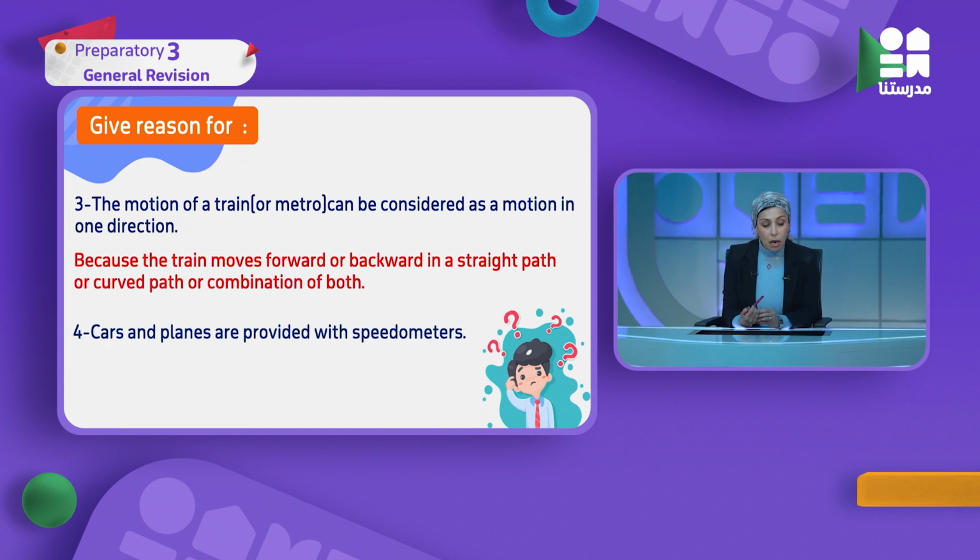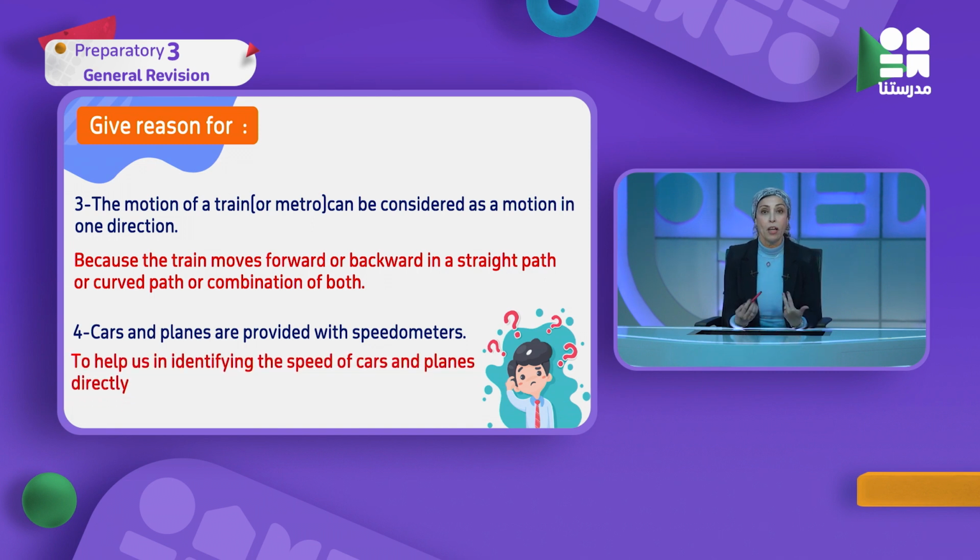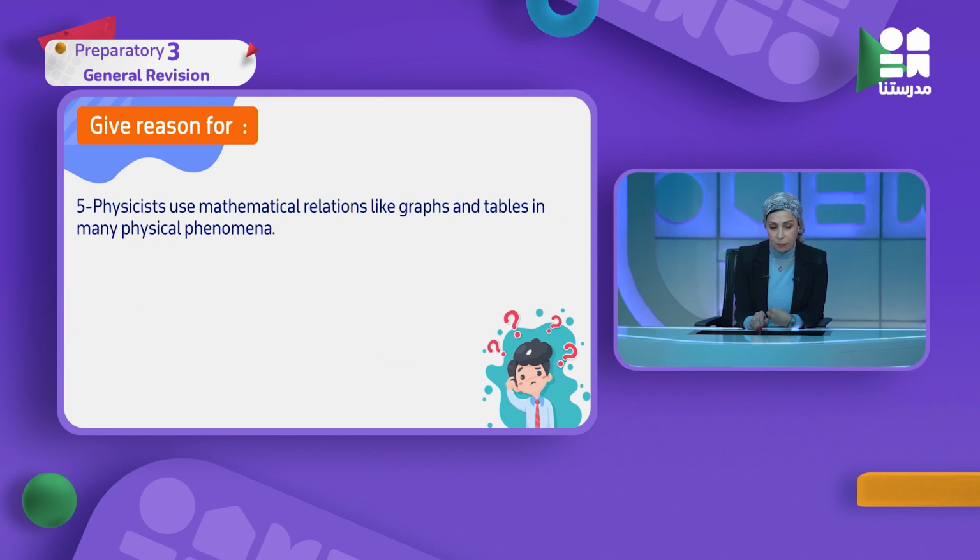Next, cars and planes are provided with a speedometer. Why do cars and planes have a speedometer? Of course, why? To help you identify your speed while you are moving. You can read your speed, faster or slower, whether you are going fine with the radar, whatever. So the speedometer helps us to identify the speed of cars and the speed of planes directly.